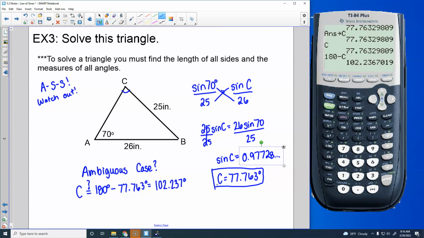What I want to do is put the second number that I got for C up here and see if it would work. So I've got 102.237 degrees. Would that work? Is that possible for this triangle? If I add these two together, what do I get? 172 point something. So that means B would be a teeny tiny little angle, but it is possible.